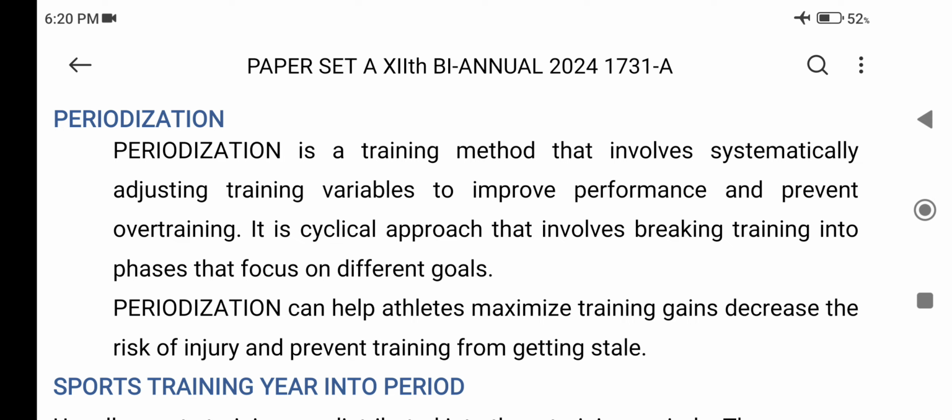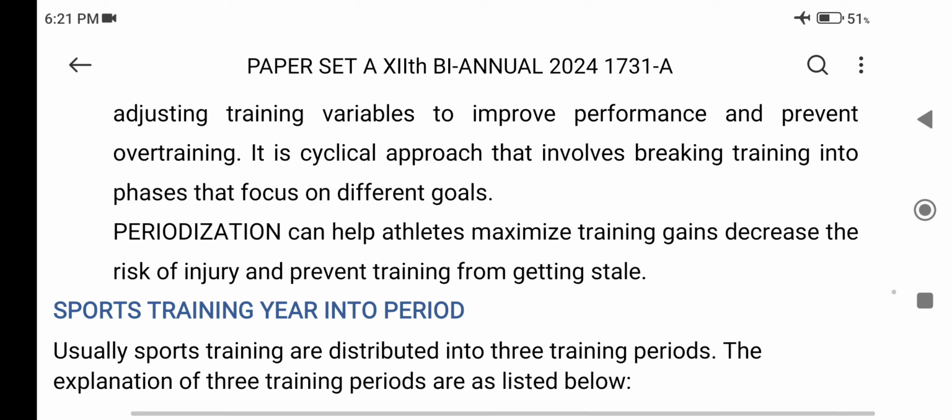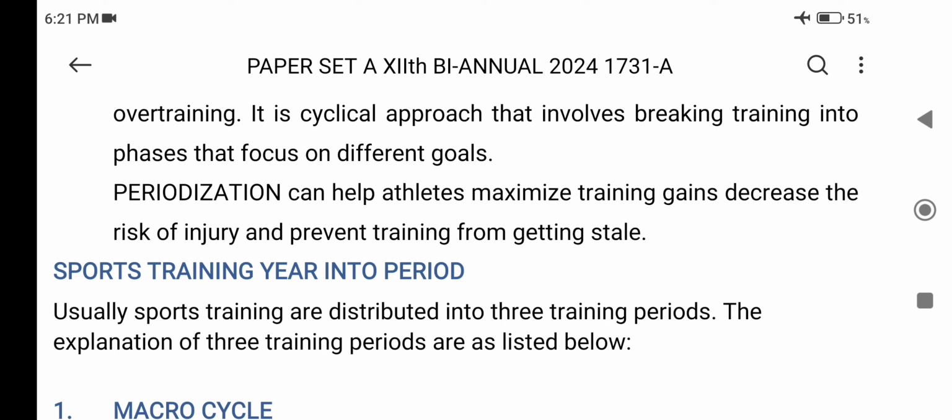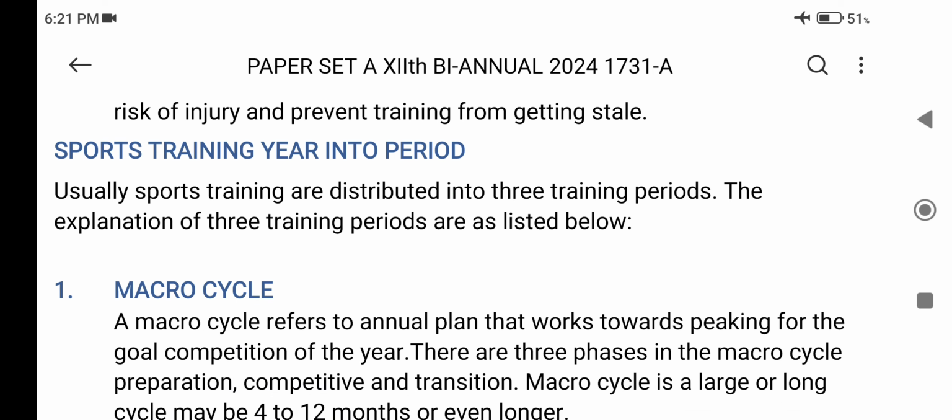Periodization is a training method that involves systematically adjusting training variables to improve performance and prevent overtraining. It is a cyclic approach that involves breaking training into phases that focus on different goals. Periodization can help athletes maximize training gains, decrease the risk of injury, and prevent training from stalling. Sports training year into periods: usually, sports training is distributed into 3 training periods. The explanation of the 3 training periods is as listed below.